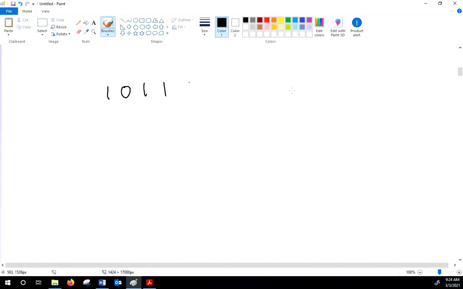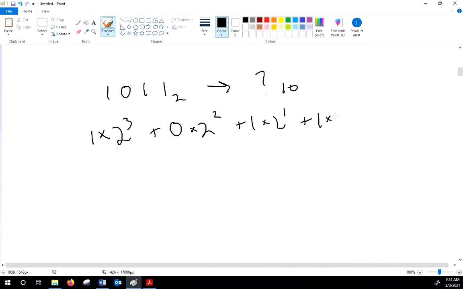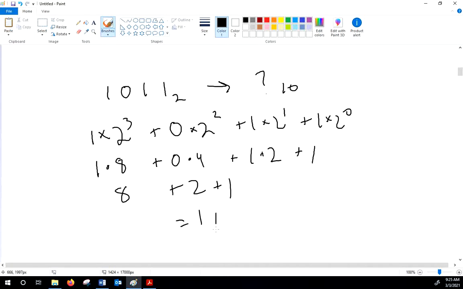If I have 1011 and I want to know what that is in base 10, then I simply take these powers. There are 1, 2, 3, 4 digits. So this first bit is the 2 to the 3rd power. It's the 8s bit. Then I have plus 0 times 2 to the 2nd power, plus 1 times 2 to the 1st, this is the 2s, plus 1 times 2 to the 0. The powers of 2, as we move from left to right, decrease. 3, 2, 1, 0. So this is simply 1 eight, 0 fours, 1 two, and 1 one, because anything to the 0 power is 1. So that's 8 plus 2 plus 1. That number must be 11.